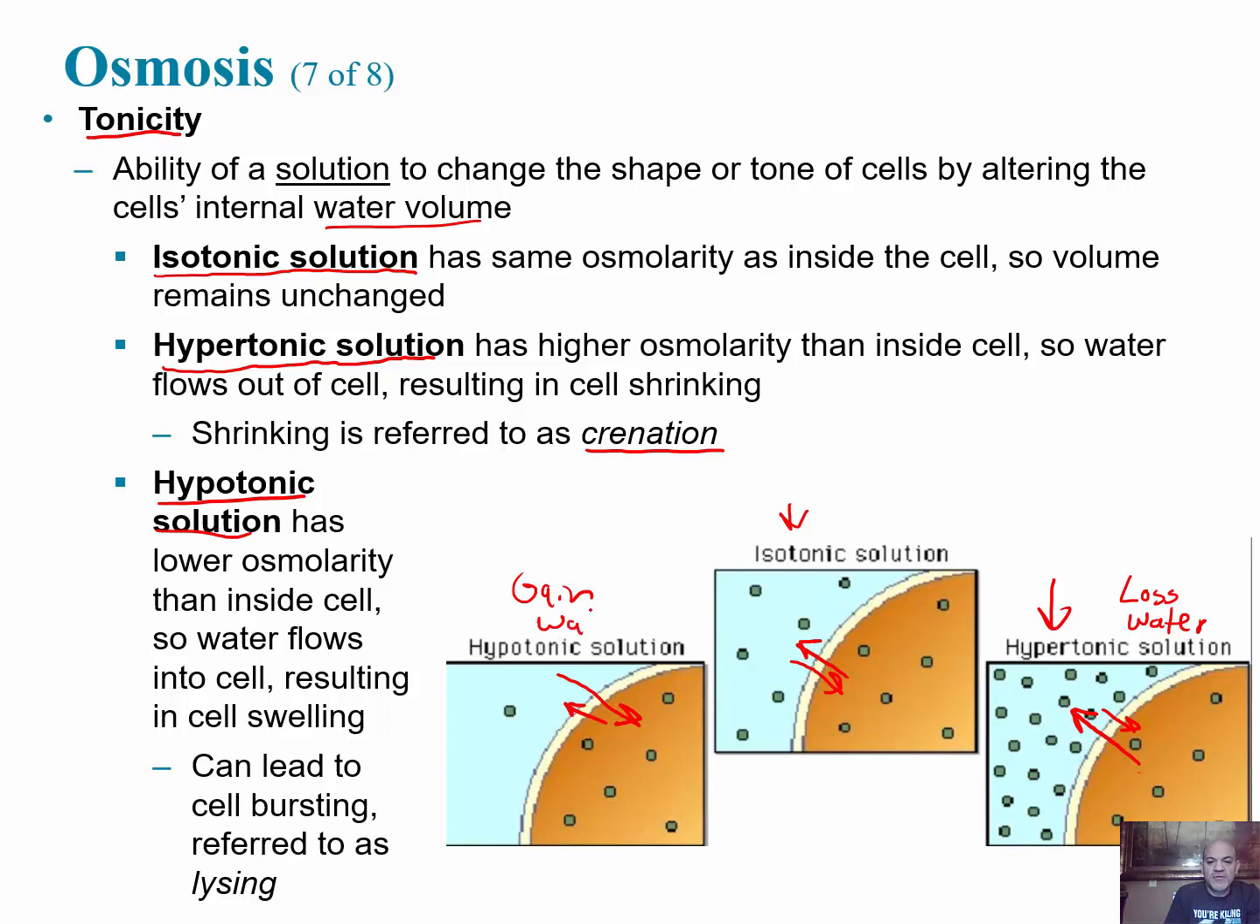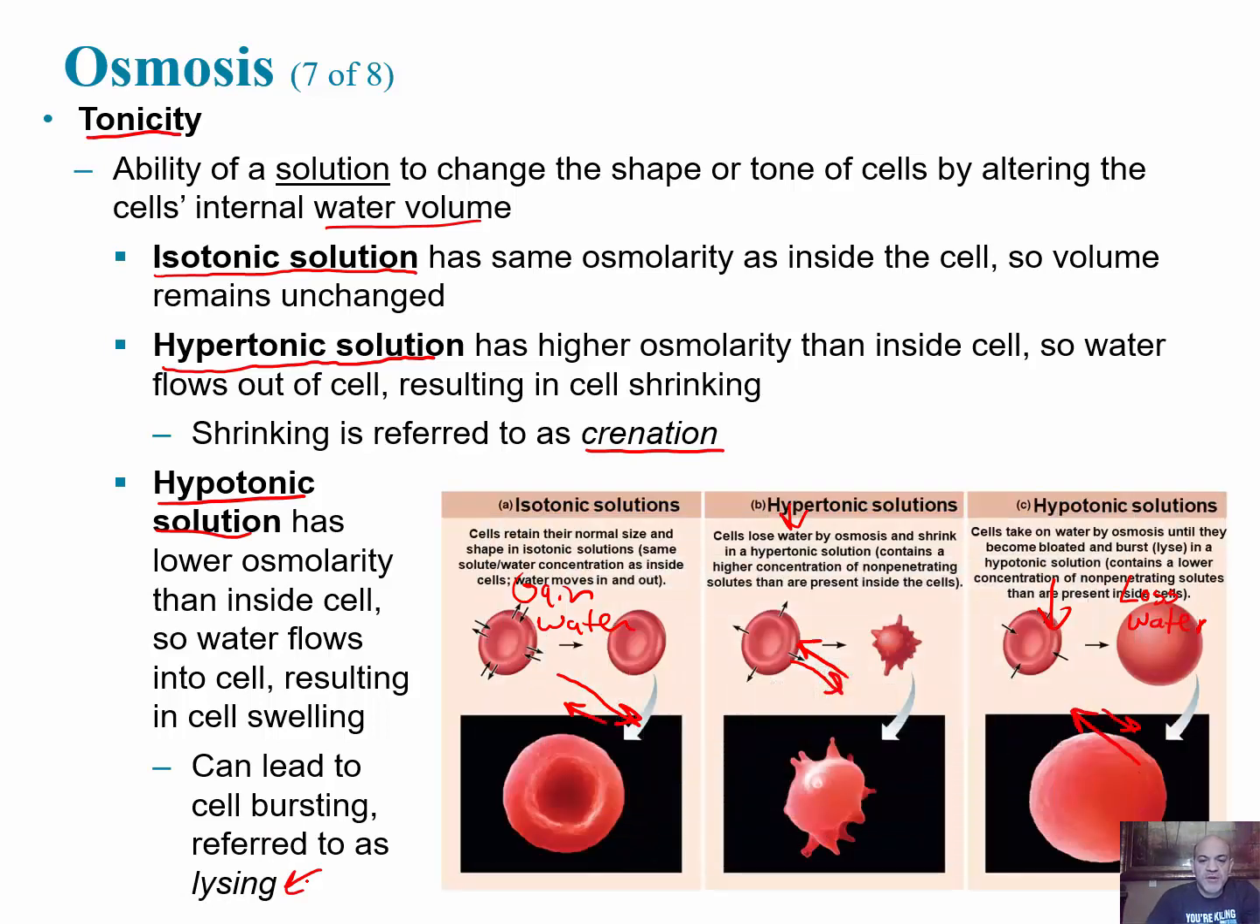And if too much water goes in, then that cell can burst, and they call that lysing when the cell bursts. So here we see this modeled with red blood cells, and on the left is isotonic, so there's going to be no net gain of water there.